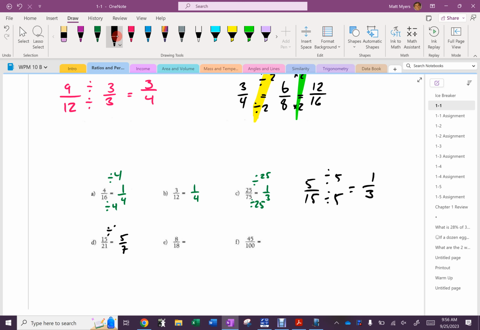5/7 because you divided them both by 3. Who is doing E? Marcus, some redemption. 4 over 9. 4/9 because you divided them both by 2.